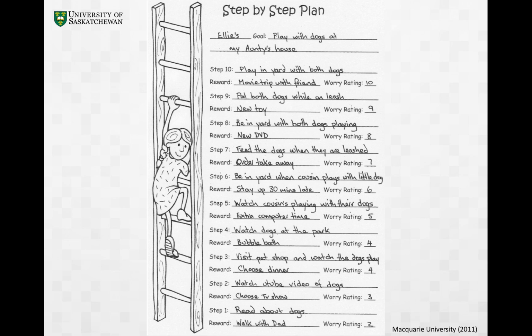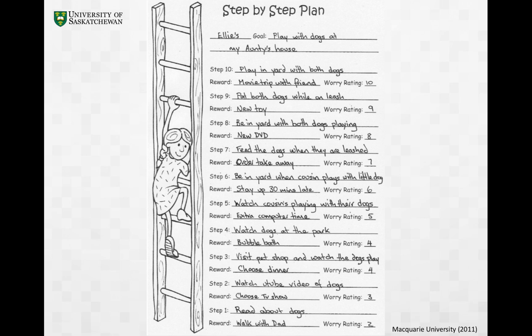For this young kiddo, Ellie is quite afraid of dogs. In order to help Ellie begin to face this fear, we've got to start very low. So this is an example of a hierarchy. A hierarchy is when we look at the end goal, for example, step 10 says to play in a yard with both dogs. Okay, so that's step 10.